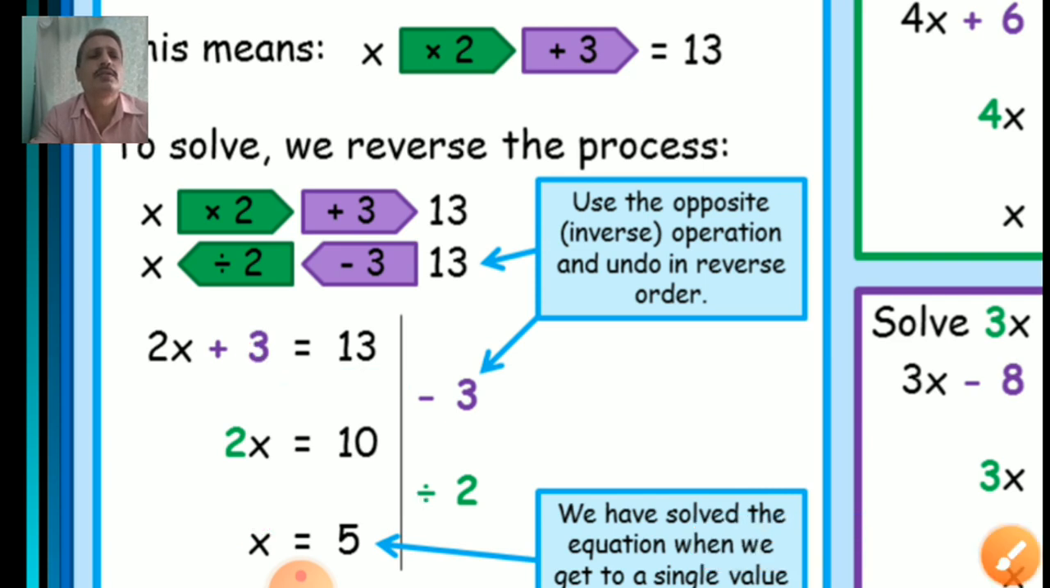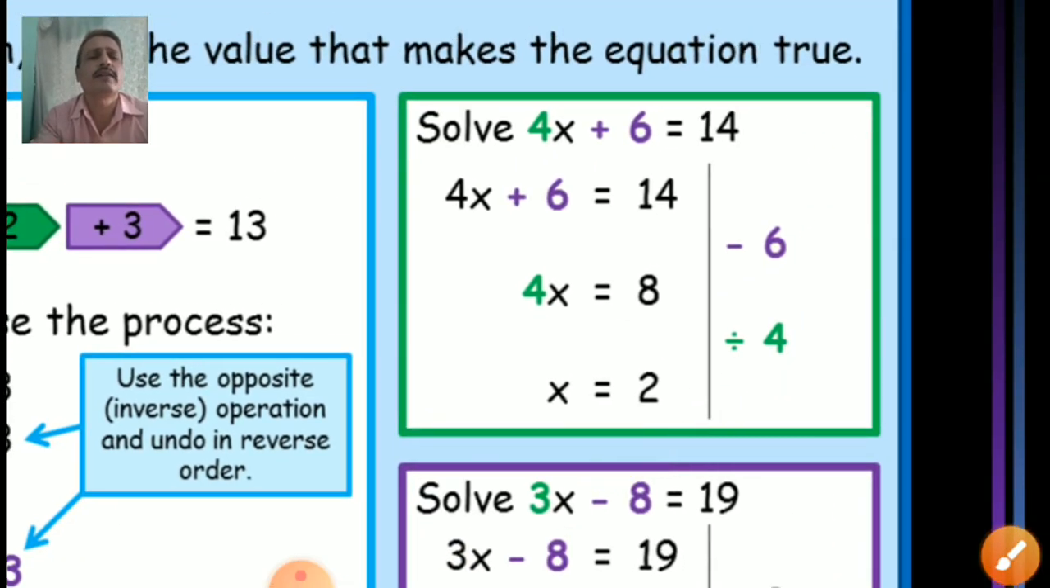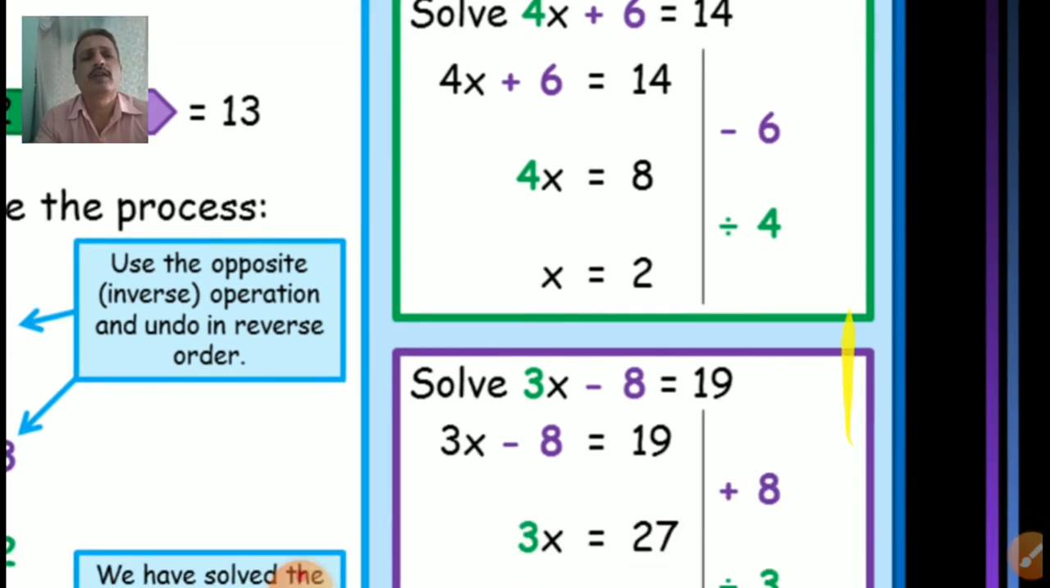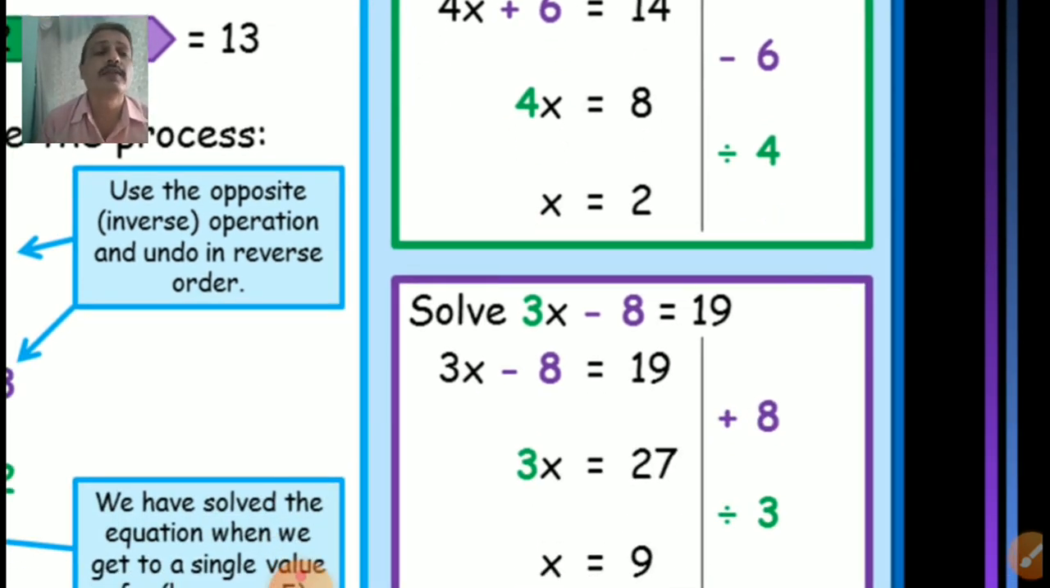Understood? Let's see one more example. 4x plus 6 is equal to 14. Same way, 6 has to move to the right side. Then 4x is equal to 8, divided by 4, x is equal to 2. Third one, solve 3x minus 8 is equal to 19.